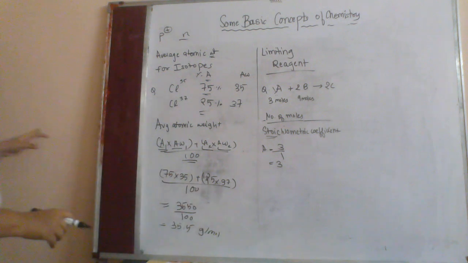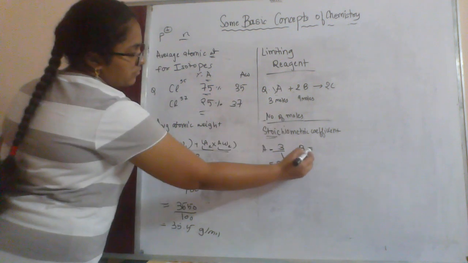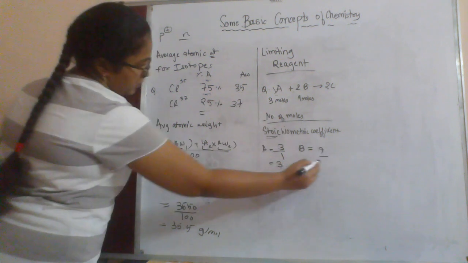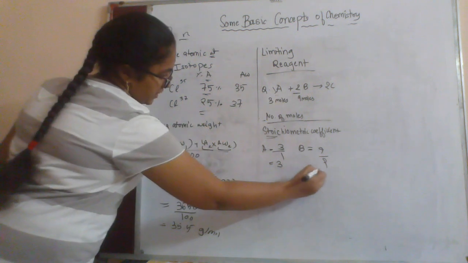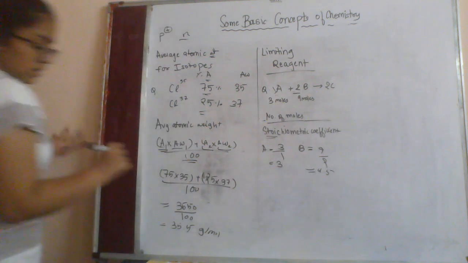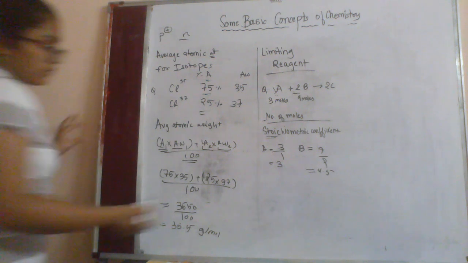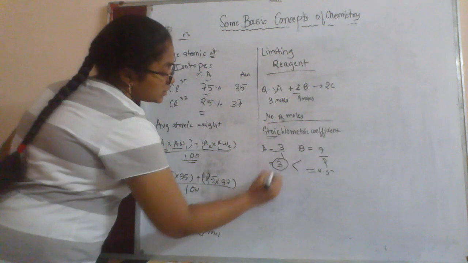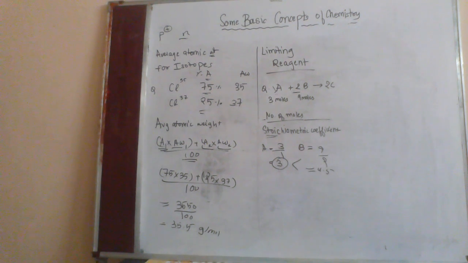Now for B, the number of moles given is 9, and divided by 2, that is the stoichiometric coefficient. So I get 4.5, right? So A has a lesser value than B, therefore A gets consumed first and A is the limiting reagent. So like this you have to find the limiting reagent of a reaction.